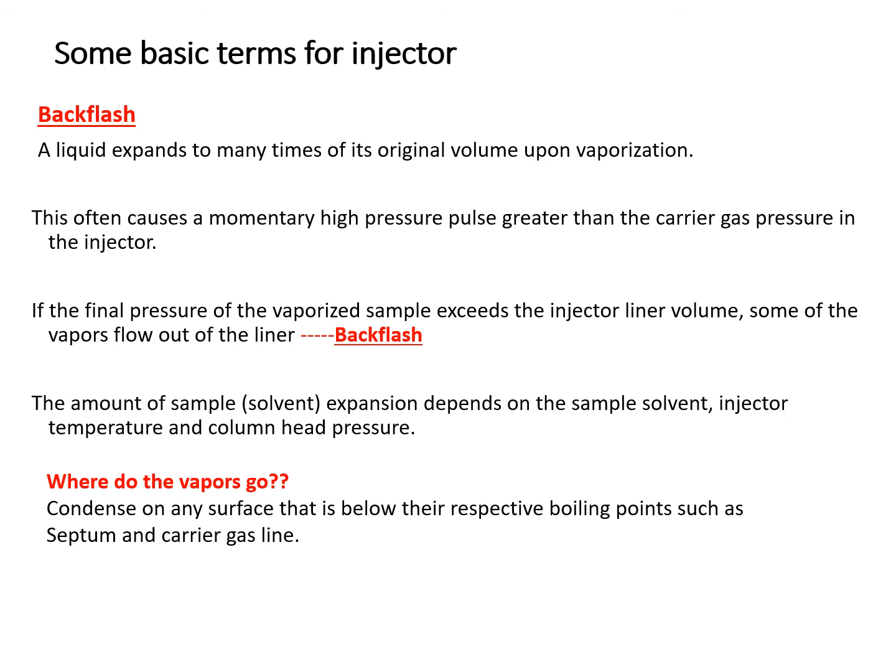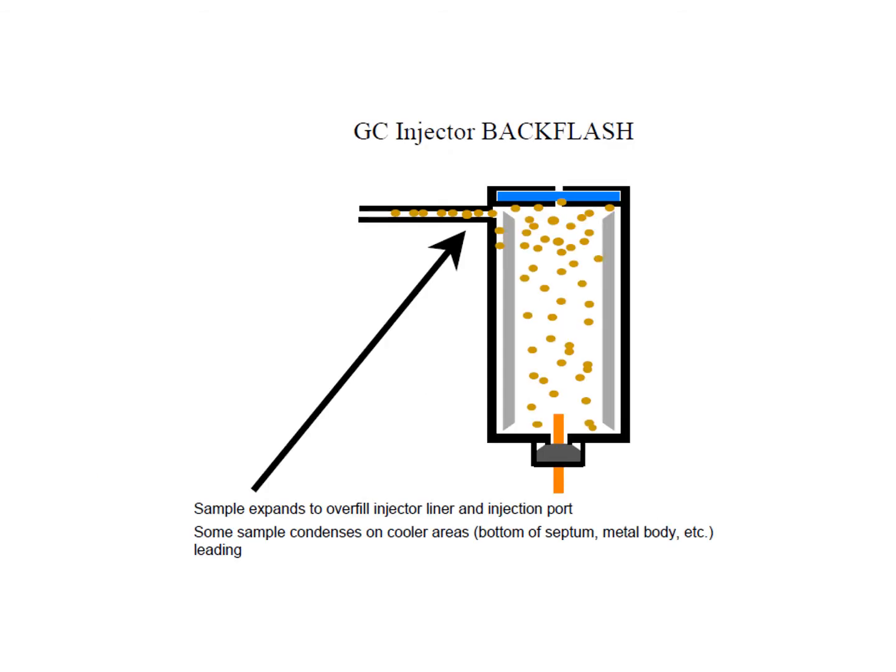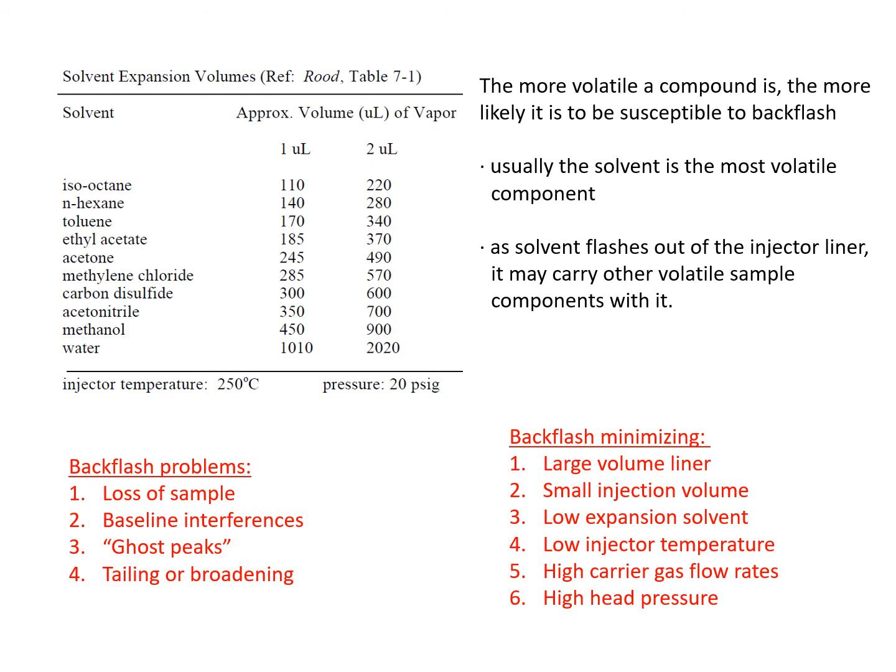They condense on any surface that is below their respective boiling points, such as the septum and carrier gas line. The diagram shows the GC injector backflash. Sample expands to overfill the injector liner and injection port. The more volatile a compound is, the more likely it is to be susceptible to backflash. Usually the solvent is the most volatile component, and as the solvent flashes out of the injector liner, it may carry other volatile sample components with it.